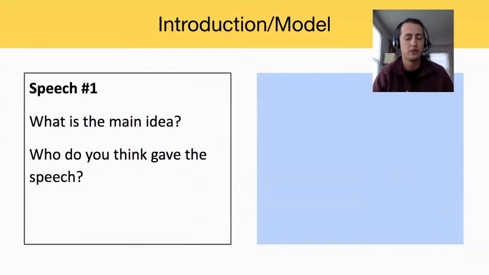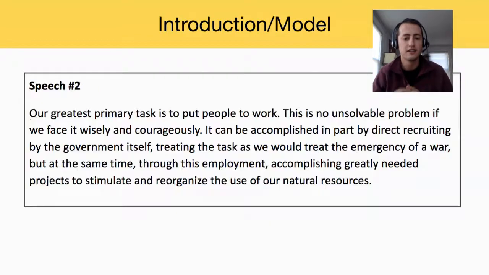After you've read the speech with students, have them discuss the main idea, and you can have them make a prediction as to who gave the speech. Based on student knowledge at this point in the year, a lot of kids are going to guess that FDR gave the speech. The second speech, which was given by FDR during the Great Depression in the United States, is shorter. And again, you can have students annotate it.